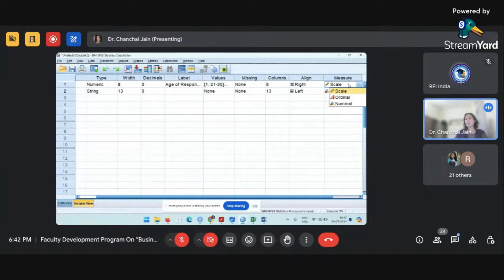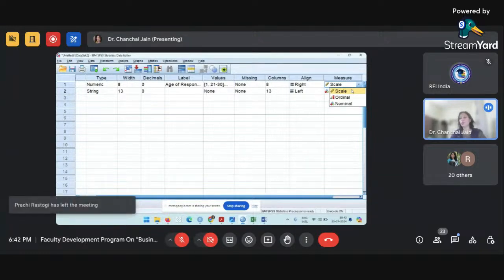Which measurement scale you have used to analyze your data or to measure your data. As I think I discussed, there are 4 measurement scales: nominal, ordinal, interval, and ratio. In SPSS, you can find only 3: nominal, ordinal, and scale. So when you are measuring your data on interval scale or on ratio scale, you can keep its measurement type as scale.